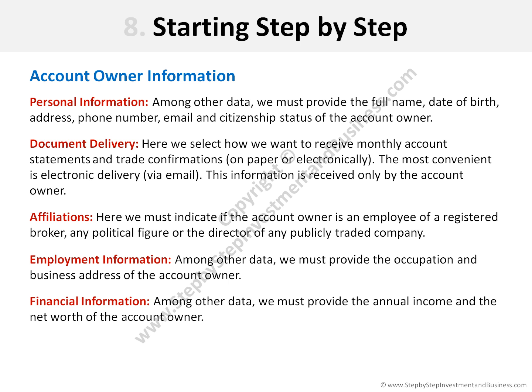In the field Affiliations, we must indicate if the account owner is an employee of a registered broker, any political figure, or the director of any publicly traded company. Regarding the employment information, among other data, we must provide the occupation and business address of the account owner. And finally, in the financial information, among other data, we must provide the annual income and the net worth of the account owner.